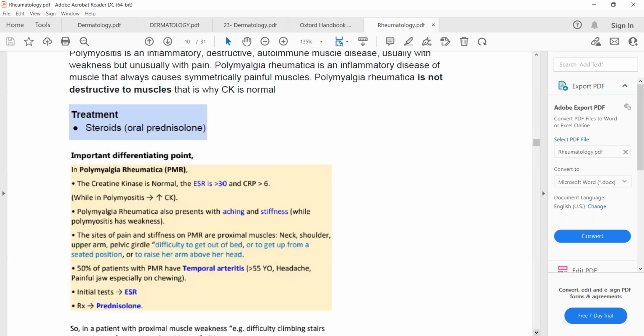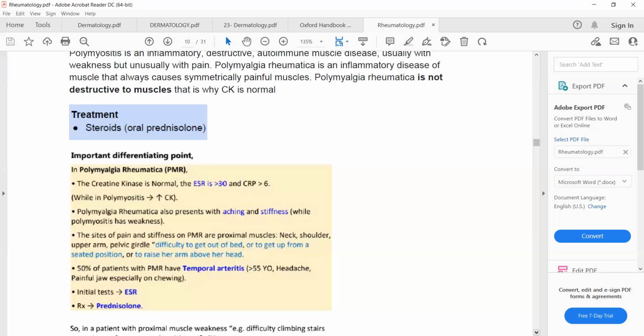Giant cell arteritis mainly affects the temporal artery, and the branches of the temporal artery supply the area around the jaw and forehead. So the person with giant cell arteritis will complain of unilateral headache and painful jaw, especially on chewing. So if proximal muscle weakness is associated with these features, then your diagnosis will be polymyalgia rheumatica.